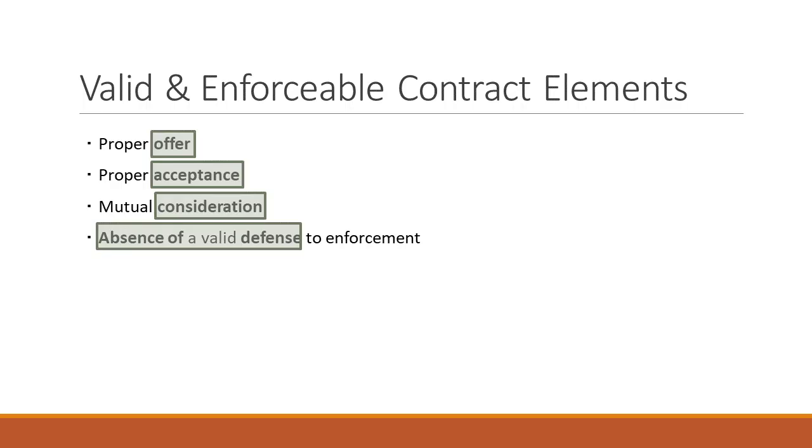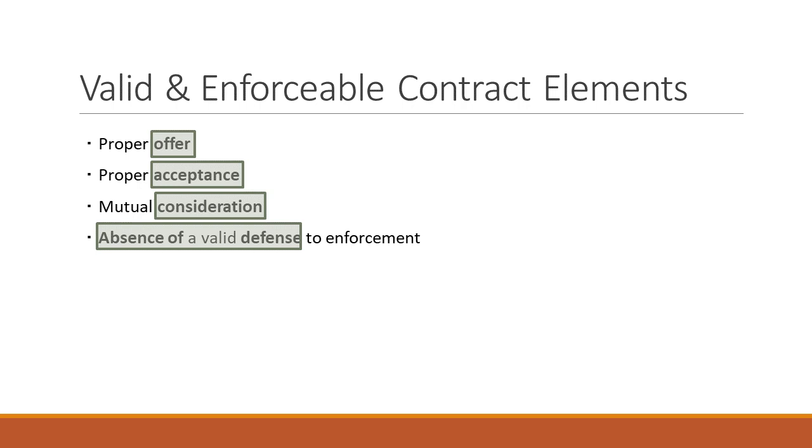And so for the elements of a valid contract to be valid and enforceable, there needs to be a proper offer, proper acceptance, mutual consideration, and then the absence of a valid defense. And those valid defenses back in the previous slide could be fraud or statute of limitations, those things that make the contract unenforceable. Okay? So we'll go through each one of these, offer, acceptance, consideration, and the defenses in the upcoming slides. But those are your four elements.